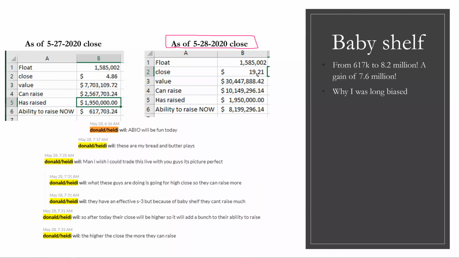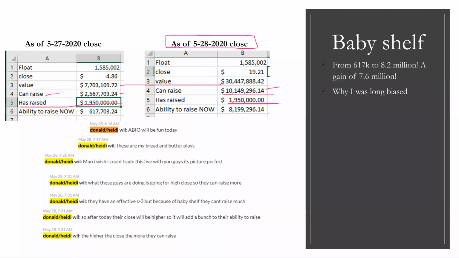19.21. Okay. So what's the float? It's 1.5 million. The float hasn't changed. Well, what's the value now? So before it was 7, well, now the value is 30 million. Okay. So what could they raise before? 1/3, right? All you're doing is taking 1/3 of the value. So 1/3 of 30 million is 10, right? How much have they raised? 2 million. That hasn't changed, right?